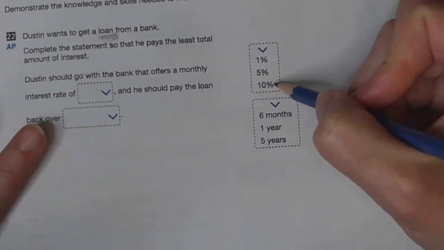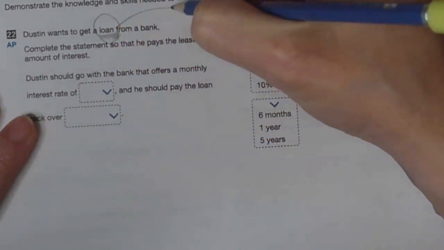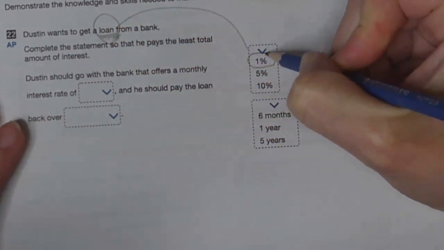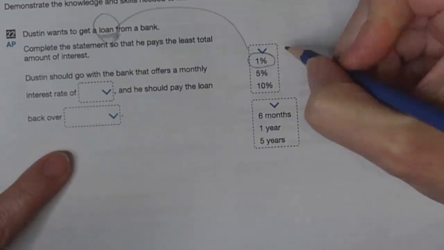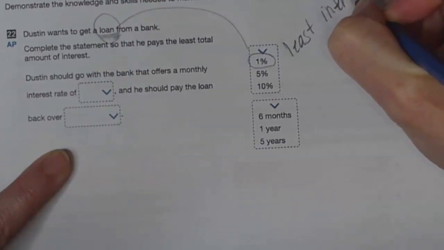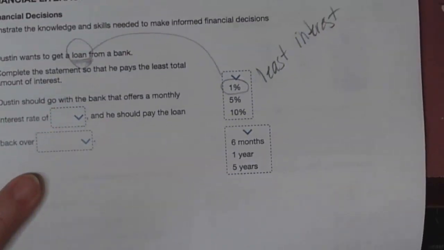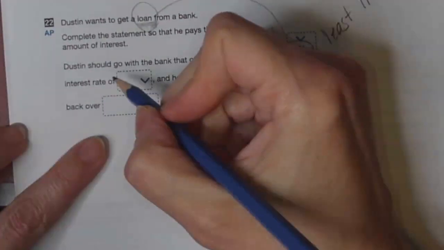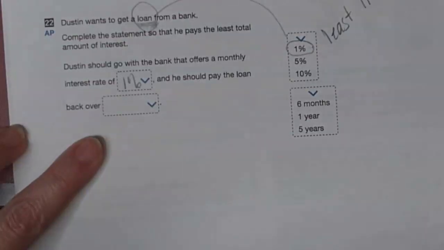Okay, so what do we want if we want a loan? What did I just tell you? We want the lowest because it's going to be the least amount of interest, right? The least amount of interest. Always get the lowest interest that you can get, all right?